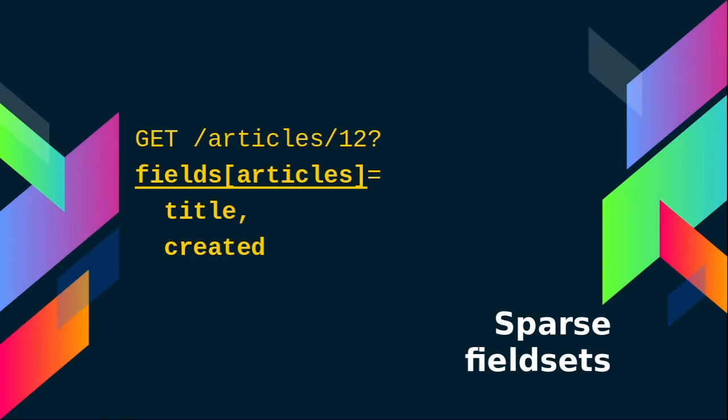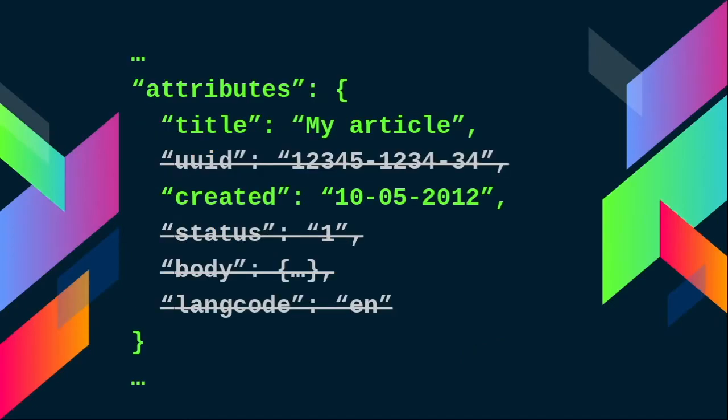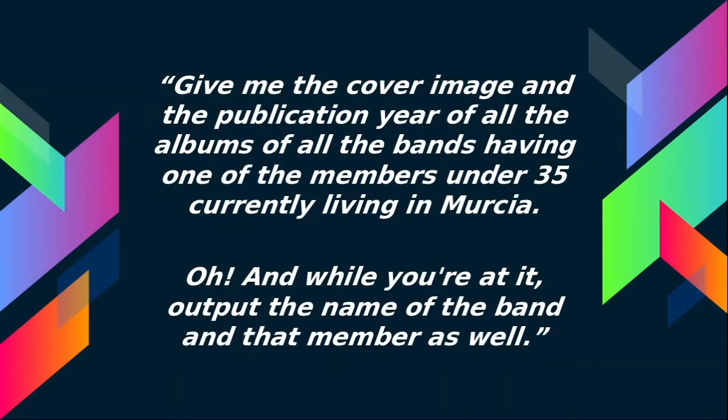All right. The next thing is that, well, that document is too big. So he says, maybe I don't want everything in the article response, and I only want the title and creation date. You can do that in the initial request. You add this fields keyword, and you say, okay, the fields for anything that's an article are title and created. And the server will remove everything else and will only give you the thing that you need.